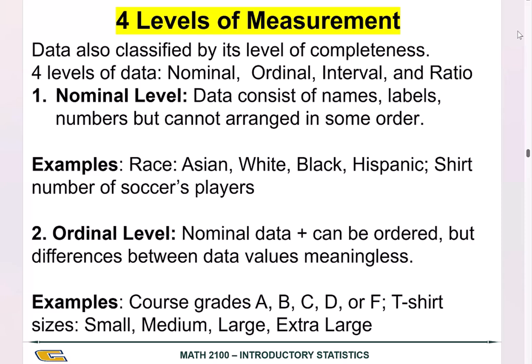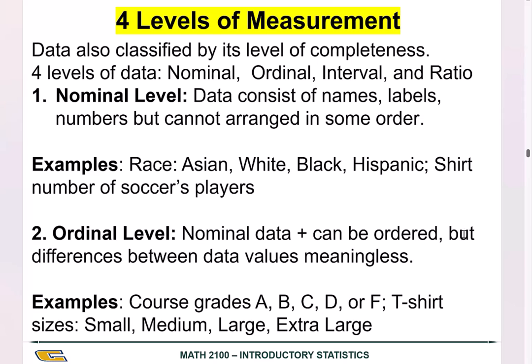And then the second level of completeness. We start from the nominal level, where the data have a name and label. As long as you can record it, it's nominal for sure. But if it has more properties, it moves up to a more complete level. The ordinal is nominal, but it can be ordered. But in this case, we cannot take a difference between data values. It is meaningless to take a difference.